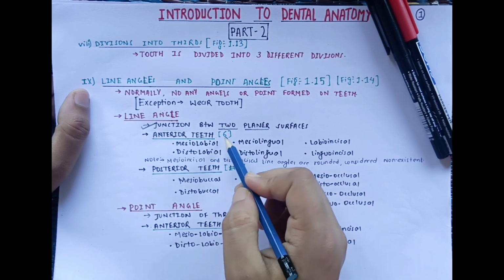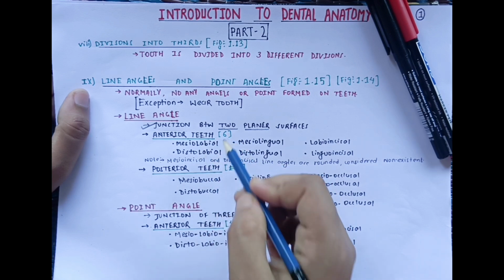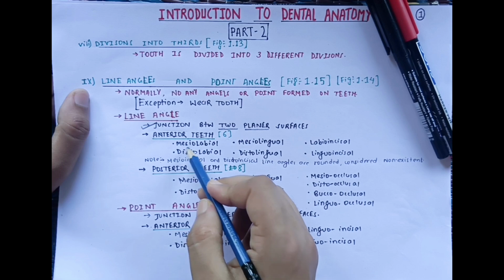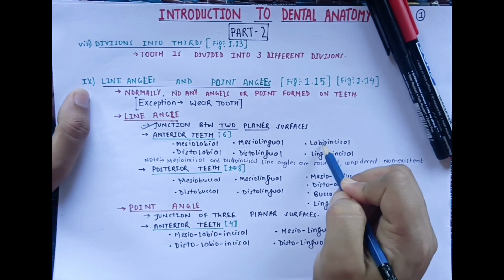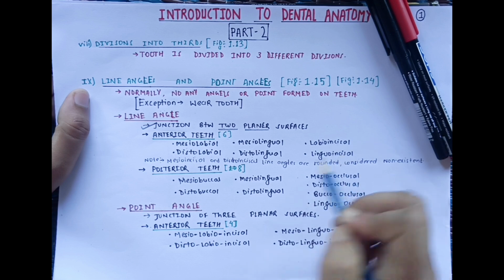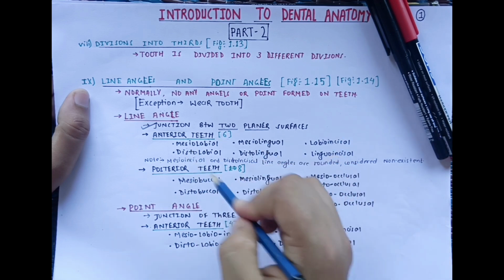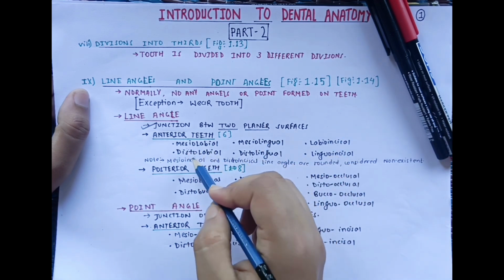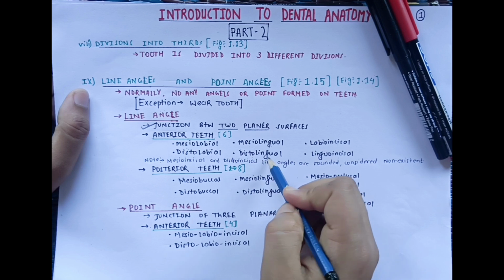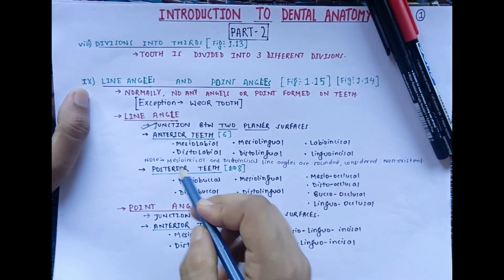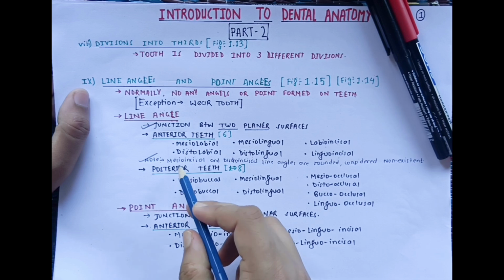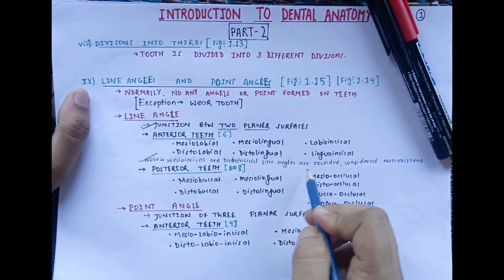The names of those line angles are mesiolabial, distolabial, similarly mesiolingual, distolingual, labioincisal and linguoincisal. I have written them in a way that will be easy to remember. Note that the mesioincisal and distoincisal line angles are rounded.